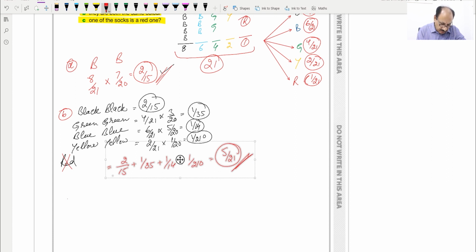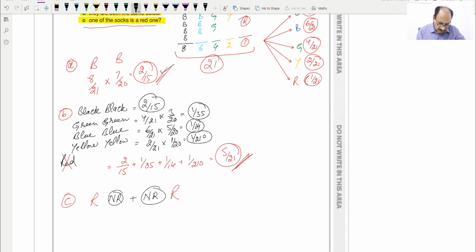Now the C part says one of the socks is a red one. So there can be 2 options. The one option can be red and not red. So I'm writing not red and circling it so that you can differentiate. And the second option can be not red first, and the second one red. So these are the two options we can have in this situation.